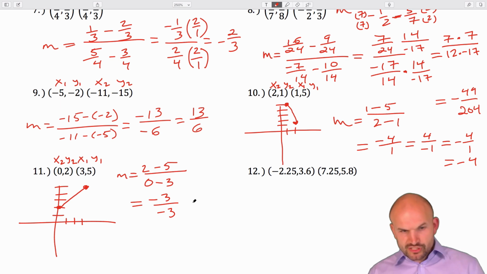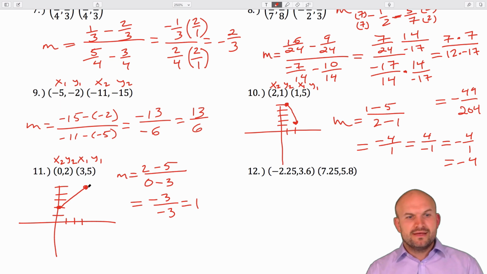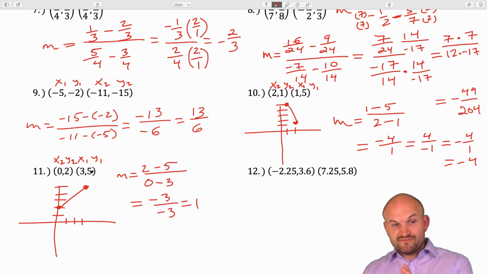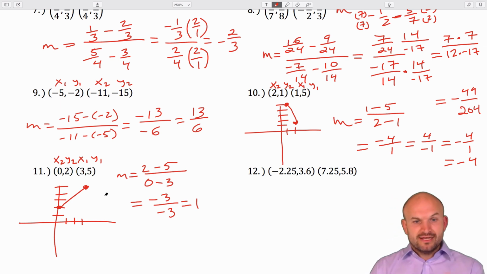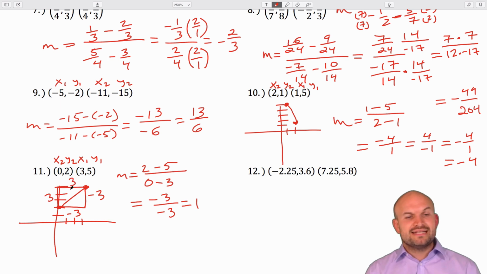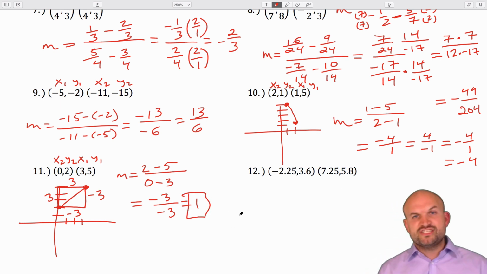This can be reduced to a positive 1, but it's important to look at this negative 3 over negative 3. When we read this from left to right, we read it up and over. But if this is the first point, 3, 5, and this is the second point, we're reading down 3, negative 3. And as you read from left to right, that's correct: down 3 to the left 3. It really all depends on your perspective on how you're reading the slope, and typically it doesn't matter. Either 3 over 3 or negative 3 over negative 3 gives you the slope of 1.